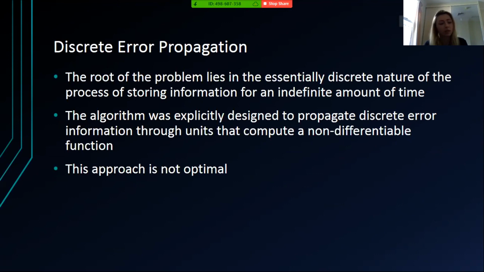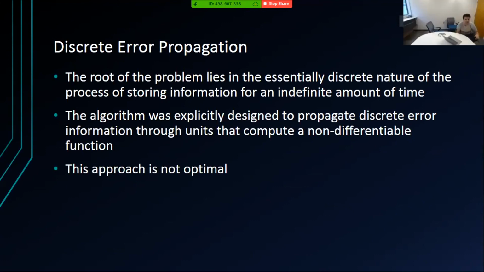Also more details in the paper. And this approach is not optimal. There are many other discrete error propagation algorithms that are possible, but an important thing to note here is that discrete propagation of error offers interesting solutions to the vanishing gradient problem in recurrent networks.